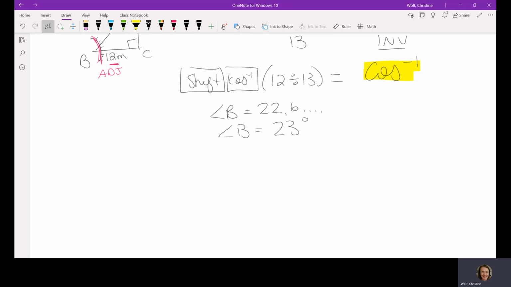Another important thing is you need to be in degree. You need to see a DEG or a D at the top of your screen. If you have an RAD, you have a problem.